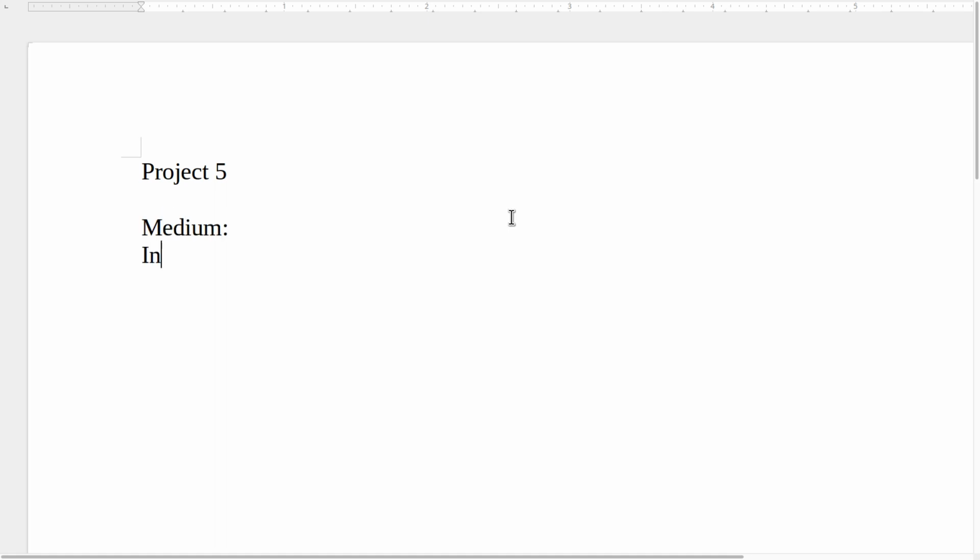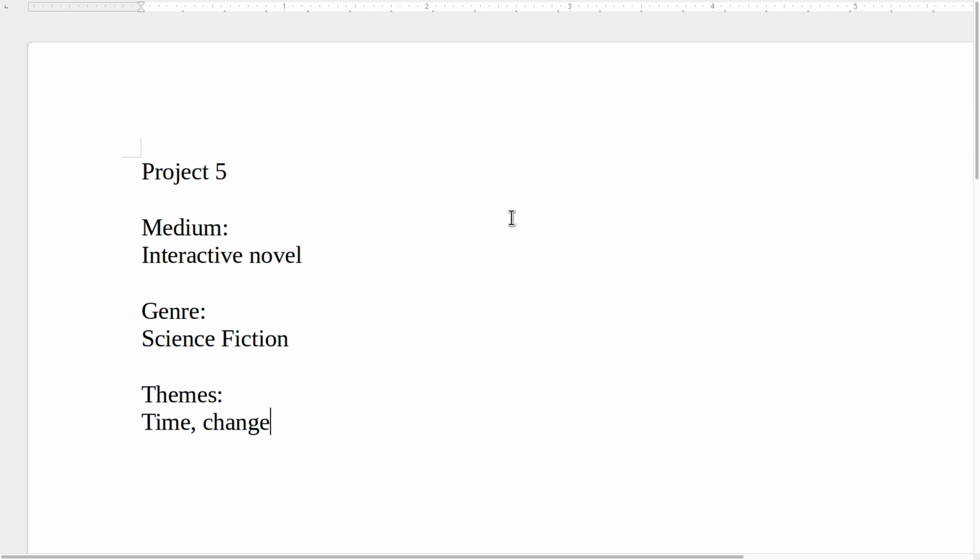So let's do this properly this time. So interactive novel, and the genre is probably going to be science fiction, because I like sci-fi. And let's see, themes. I've got 2 themes on my mind. So one is time. The other one is change. Time and change. Change as in the world and the lives of people and such.